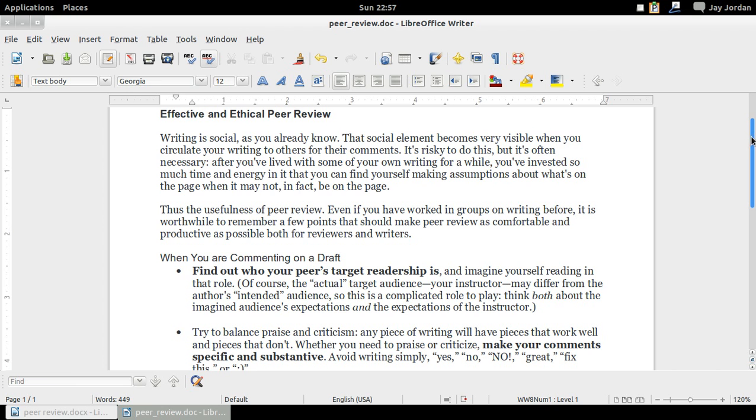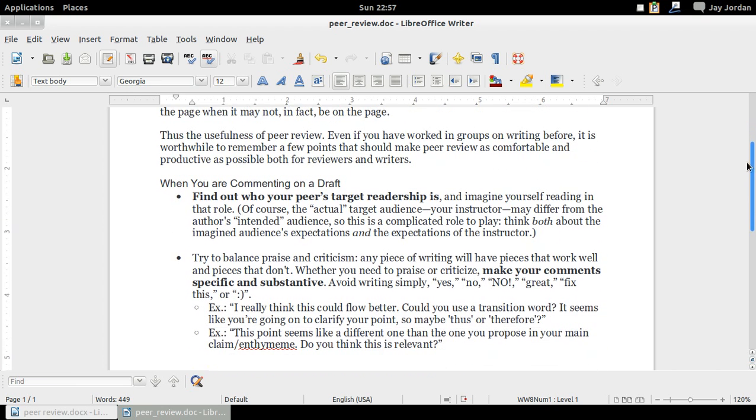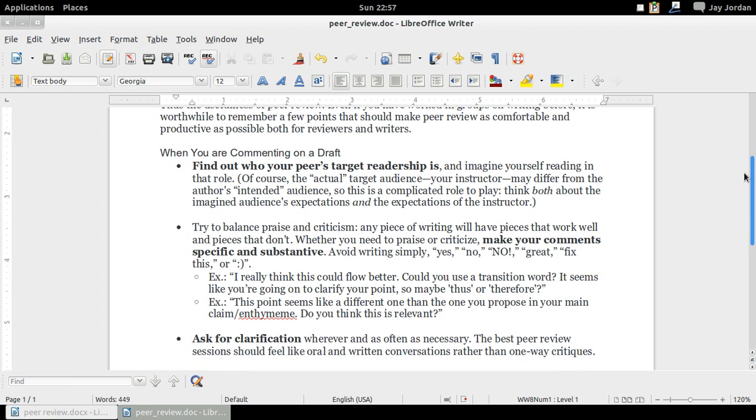So here's some practical advice. When you're commenting on a draft, the first thing to understand is that you need to know who your peers' target readership is. It's probably not you. You're one of the people who's reading it, obviously, but the person who wrote it may not have written it with you in mind. So you kind of have to play a role.